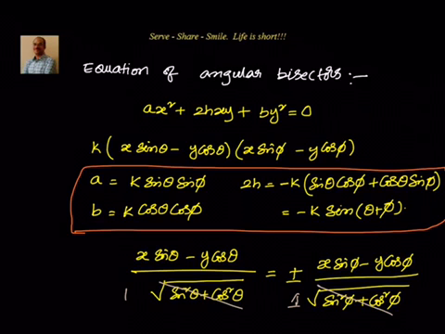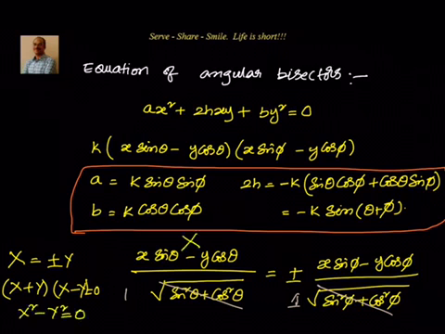Now we have a situation where we have x equal to plus or minus y. We know the combined equation will be (x plus y) into (x minus y) equal to 0, or the combined equation will be x square minus y square equal to 0, where x is given by this and y is given by that. So let's go ahead and do that.